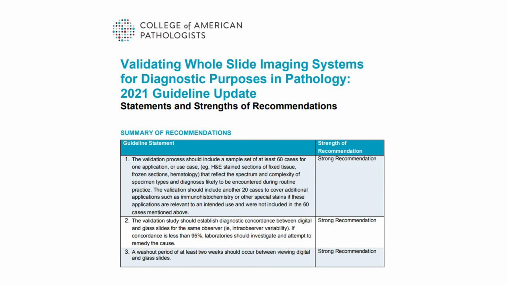Recommendation 1. The validation process should include a sample set of at least 60 cases for one application or use case. For example, H&E stained sections of fixed tissue, frozen sections, hematology, that reflect the spectrum and complexity of specimen types and diagnoses likely to be encountered during routine practice. The validation should include another 20 cases to cover additional applications such as immunohistochemistry or other special stains if these applications are relevant to an intended use and were not included in the 60 cases mentioned above.